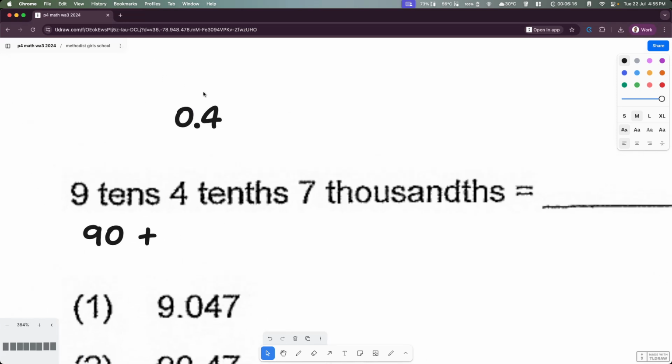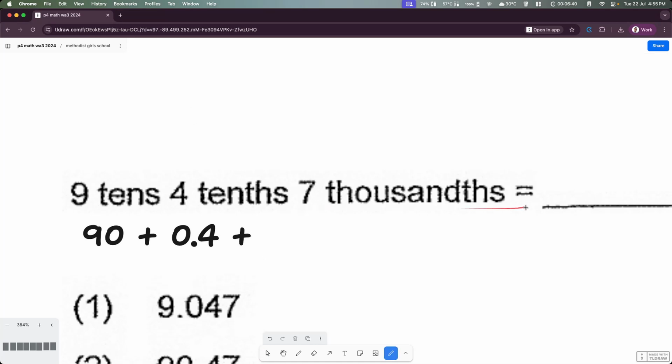In this case, the 4 is in the tenths place. If I put 0.04, the 4 would be in, you guessed it, the hundredths place. So now we know that 4 tenths should be 0.4. And lastly, we have 7 thousandths.